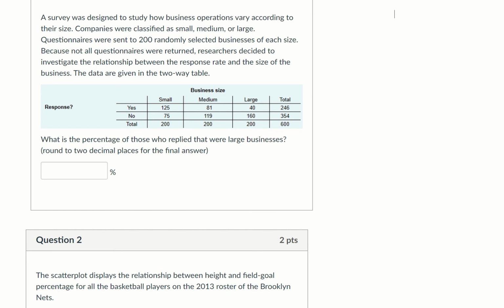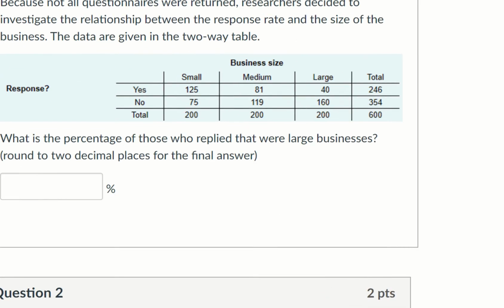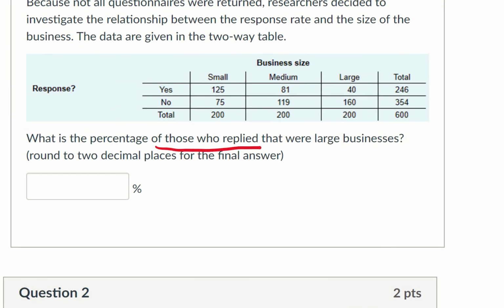So we have a two-way table with business size in the columns, response to whether they responded or not in the rows. So we want to figure out what is the percentage of those who replied that were large businesses. So it says the percentage of those who replied, which means that they did reply. So that means yes. So out of those that replied, how many were large businesses? So remember, the of goes on the denominator. So of those who replied, so of the yes. So how many total yeses do we have?